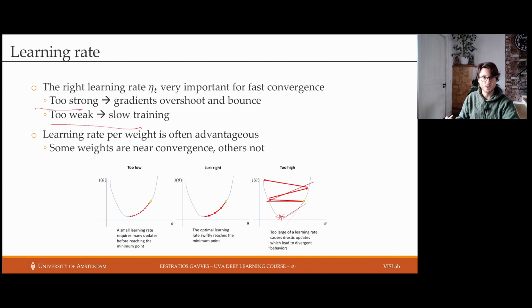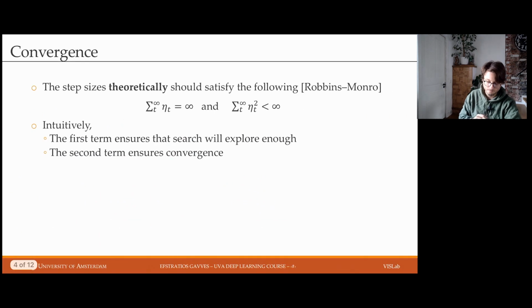If the learning rate is too weak, on the other hand, we have very small gradient steps, which means very slow training, and also we might get the false impression that we get no improvement anymore, so we should stop the training. Importantly, quite often a different learning rate per weight is advantageous, as some weights might be near convergence while others are not. For this, using adaptive optimizers like RMSprop or ADAM is quite beneficial.